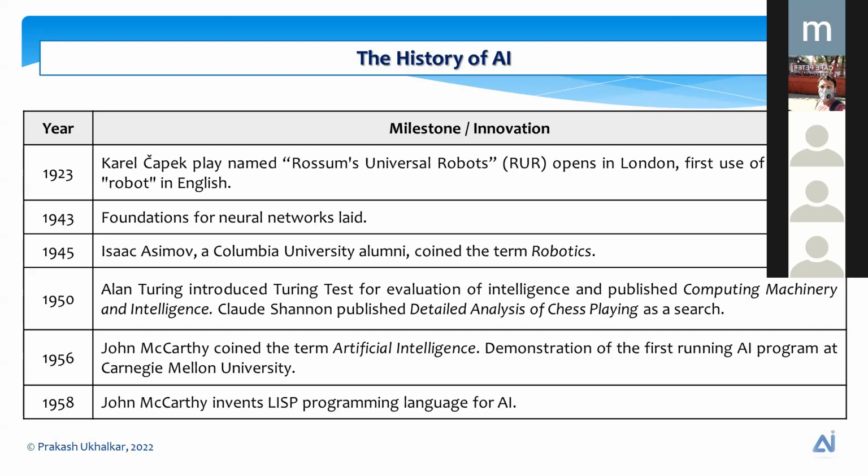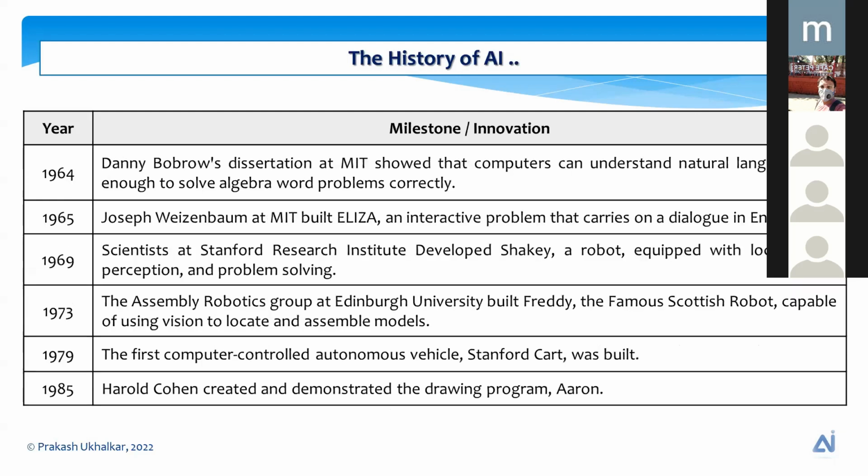What we see today, Siri, Alexa, or maybe Cortana, are the outcomes of this technology, which was thought of decades back. What we see today is not an overnight development or innovation. It has come through decades. That is what we are basically discussing here. In 1969, scientists at Stanford Research Institute developed Shakey, a robot equipped with locomotion, perception, and problem solving.